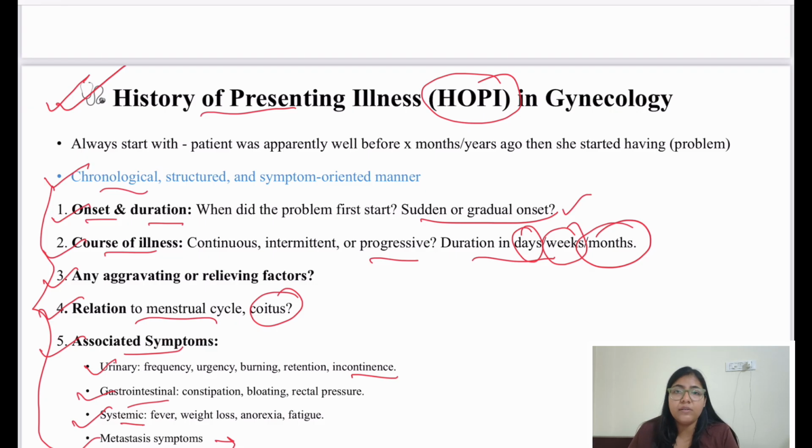talk about infertility HOPI. And HOPI is relating to each of these symptoms, like each of these cases. AUB is one case, infertility is another case, prolapse is another case. So I will be talking about details of those HOPI in their relevant cases in further videos. Okay, so this is just a general outlook, general format of HOPI.